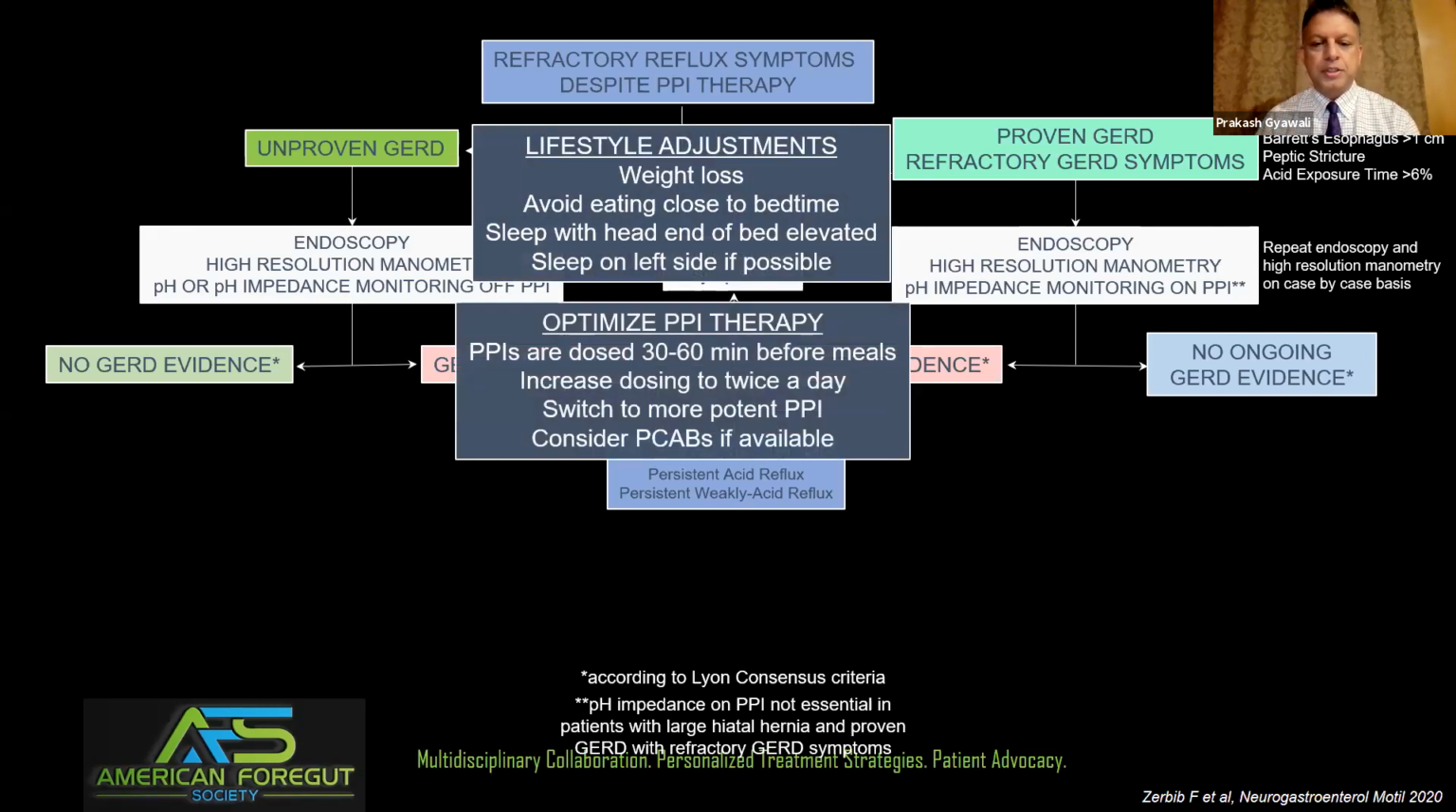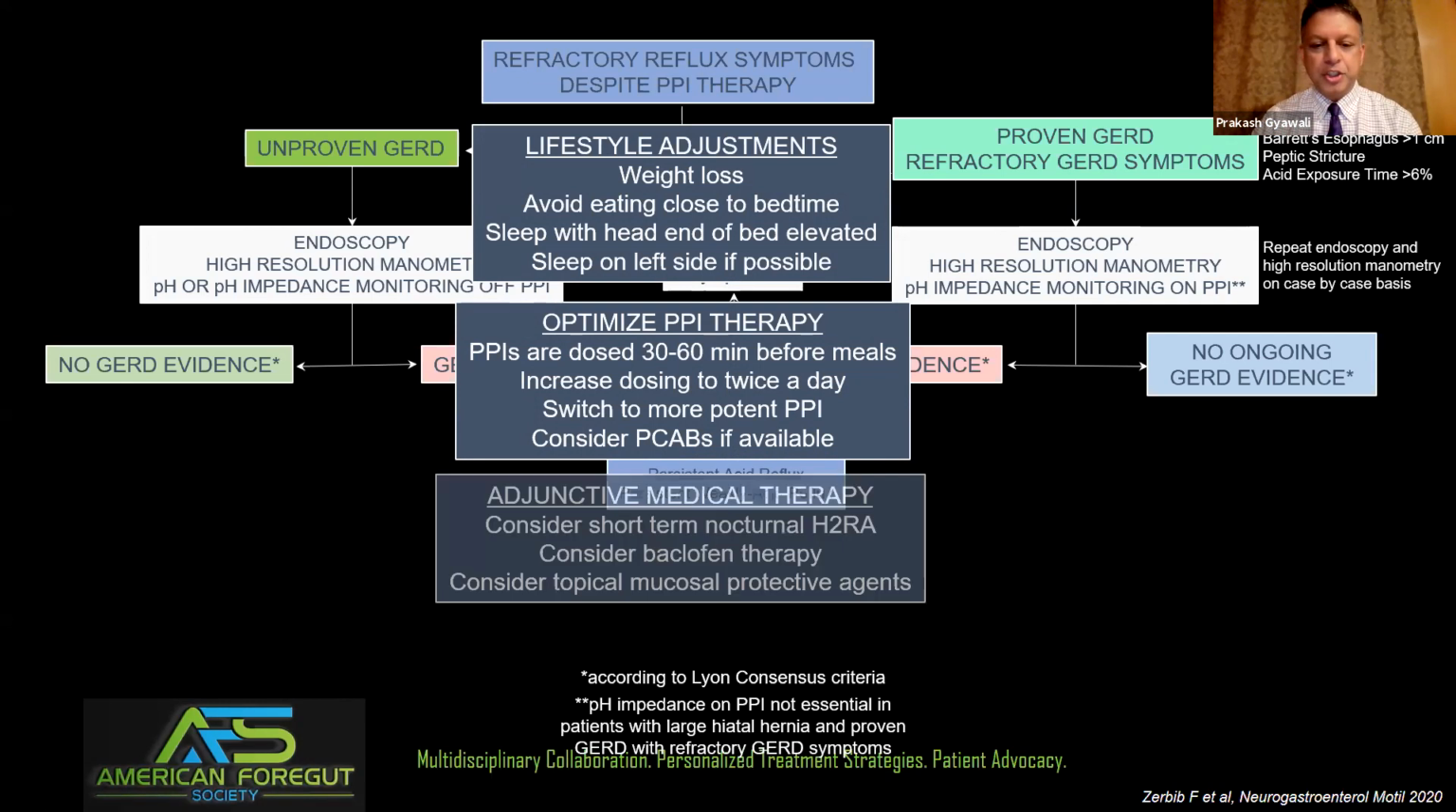What do you do for these patients? The usual stuff: lifestyle adjustments, optimize PPI therapy, increased dosing, more potent PPI. PCABs may be available in the future. Hopefully they're available in Asia.